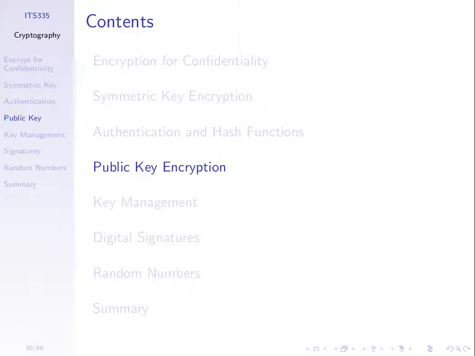There's an alternate crypto system called public key encryption or public key cryptography. It's sometimes called asymmetric key encryption because the two entities, A and B, use different keys. One of them uses one key to encrypt, the other uses a different key to decrypt. So we'll talk about that and see the role it plays in different security systems.